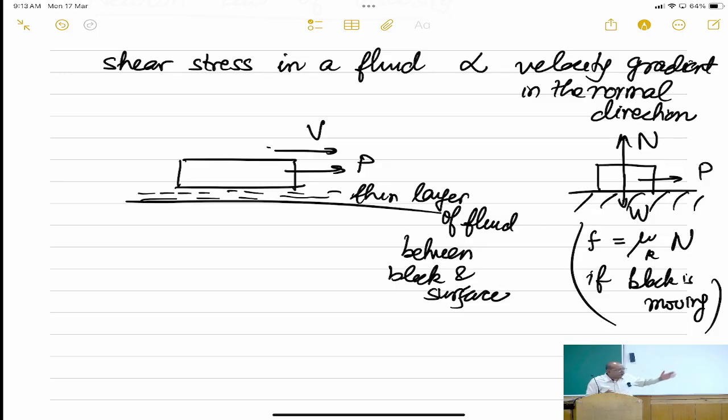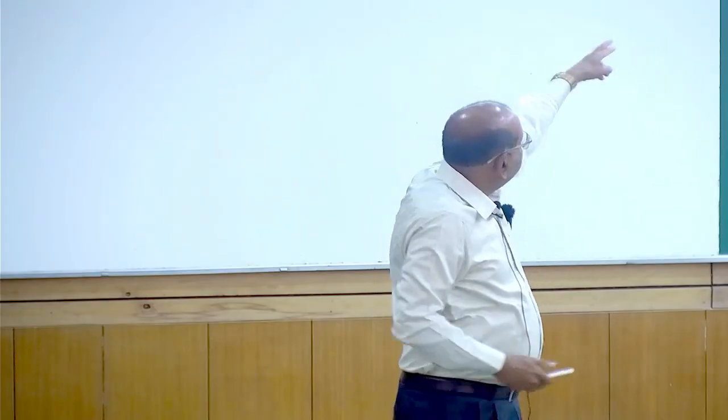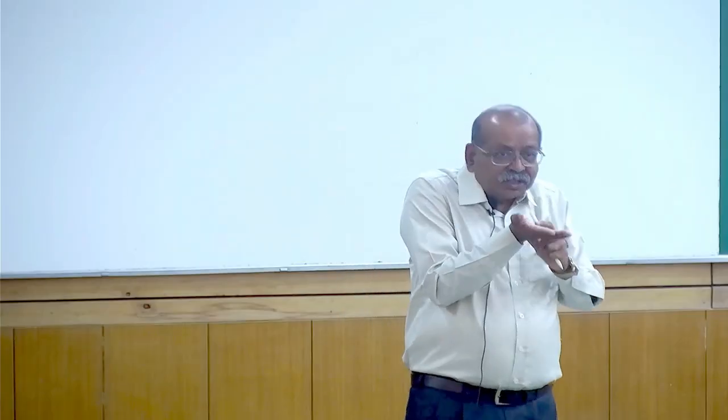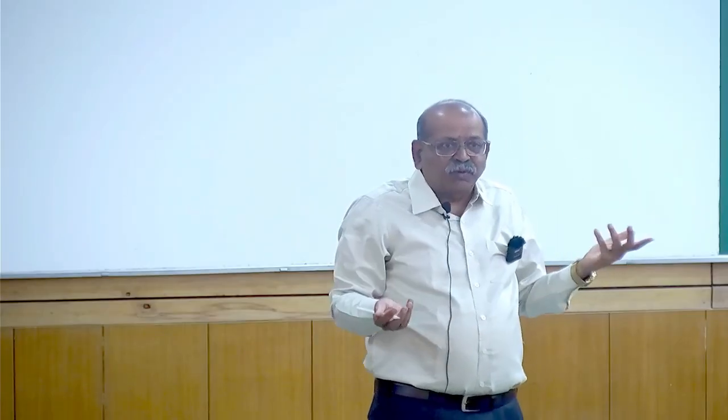Let us say the block is moving with a velocity v. Now, if we try to look at the shear stress, in fact, this friction which we write as mu k n is also the shear stress integrated over the surface. That is the force of friction.